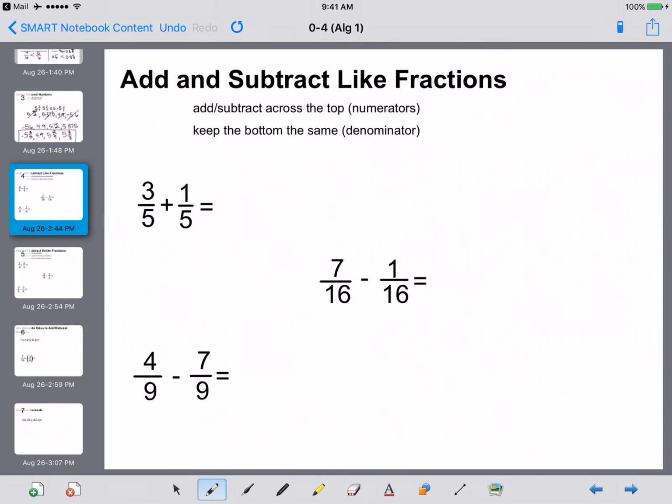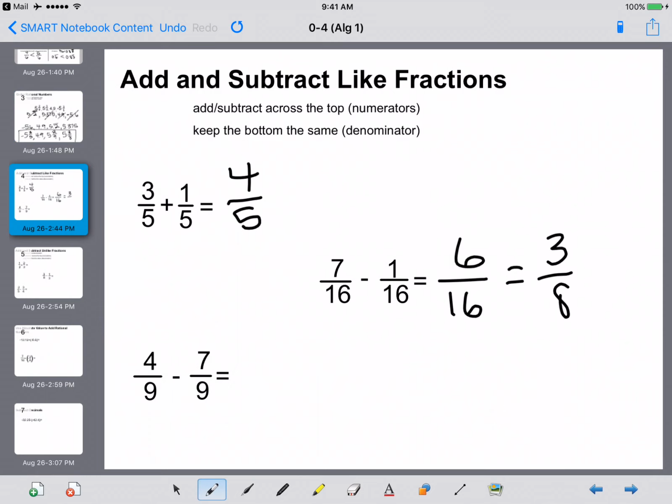Now we're on to adding and subtracting like fractions. So when you have a like fraction, you add or subtract across the top, your numerators, and you keep the bottom the same, your denominator. So here, our denominator is fifths. It stays fifths. 3 plus 1 is 4. Our denominator is 16ths. It's 7 minus 1, so 6/16. Can I simplify that? Sure can.